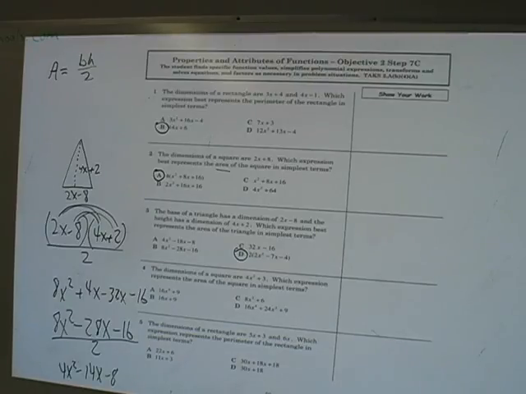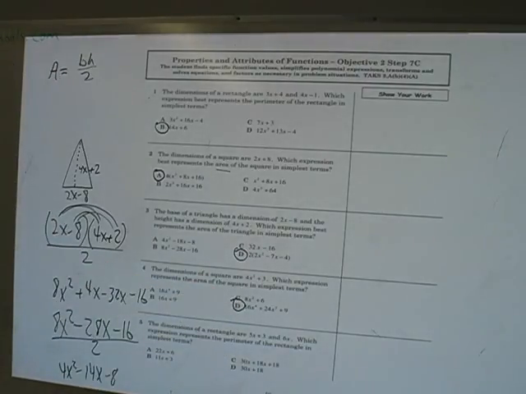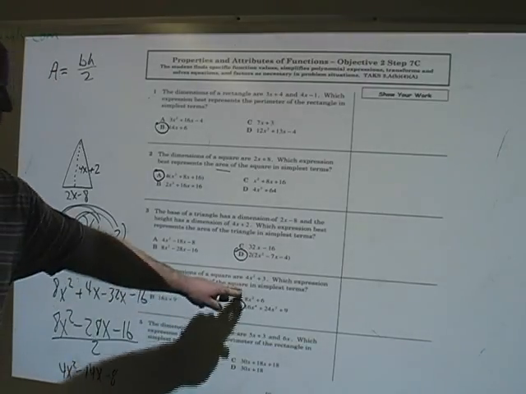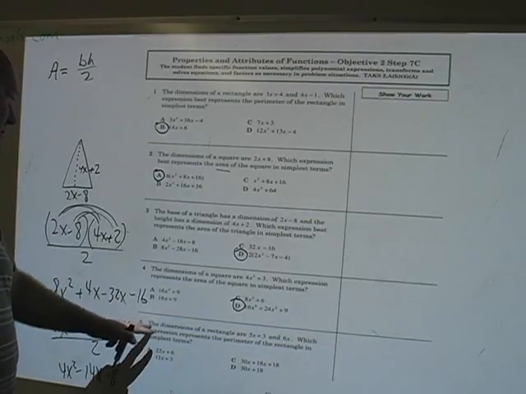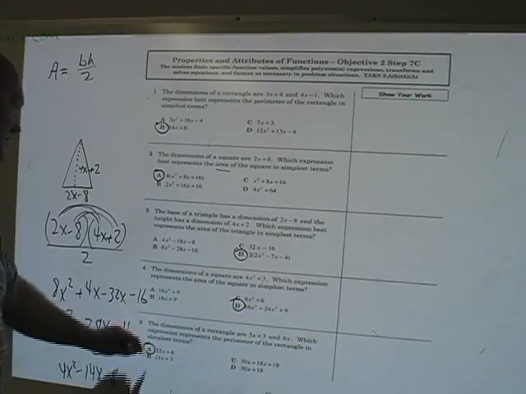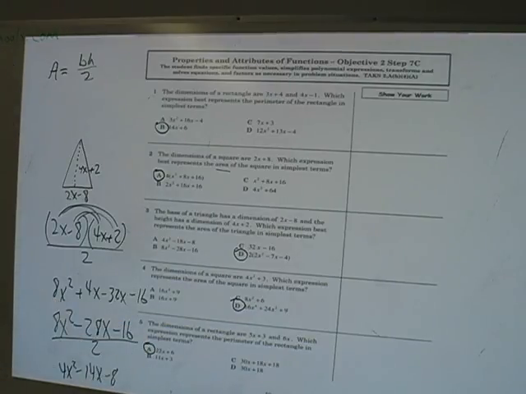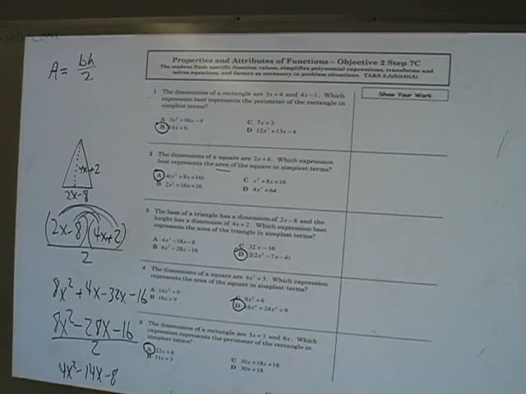Numbers 4 and 5. 4 is D. You're doing the area of a square. You should already know how to do that. And number 5 is A. You're doing the perimeter of a rectangle, and you already did that up here. So there's your answers.